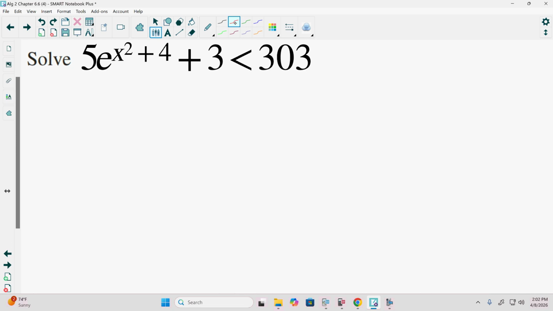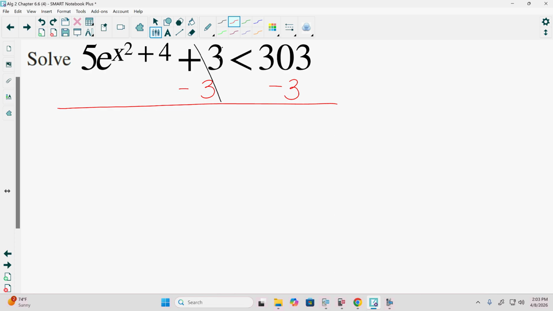Now, because we have x in an exponent to start with, there are no restrictions. Because I can plug any number I want into an exponent. Even with it being squared, doesn't matter what it is. I can plug any number I want into an exponent. But before we do anything else, we need to get that base by itself. So what can we do first? Subtract 3. I always look for addition or subtraction movements first, adding or subtracting something to both sides.